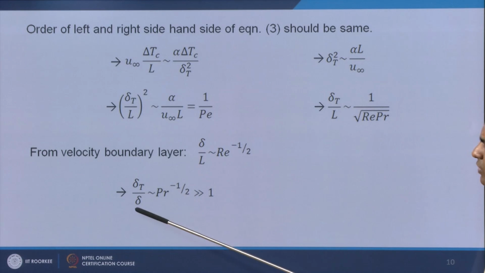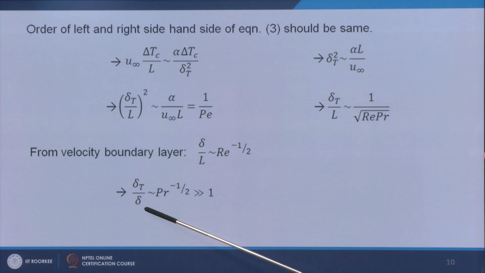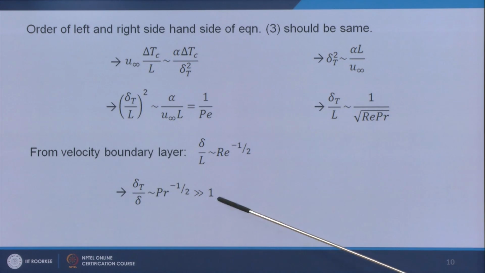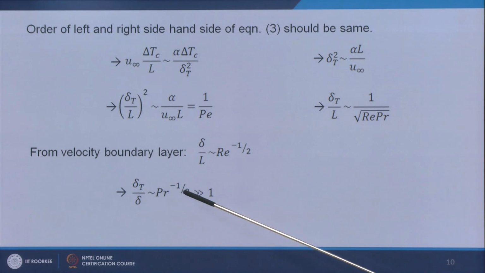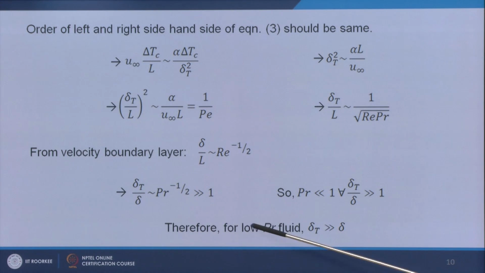Now at the beginning we have considered that the thermal boundary layer dominates, so delta T is higher than delta. So this ratio is greater than 1. That means Prandtl number to the power minus half is greater than 1. This is the case where Prandtl number is very small. So for satisfying this, Prandtl number needs to be very small. Only when the Prandtl number is very low will the thermal boundary layer dominate the velocity boundary layer. Therefore, for low Prandtl number fluid, the thermal boundary layer thickness is higher than the hydrodynamic boundary layer.